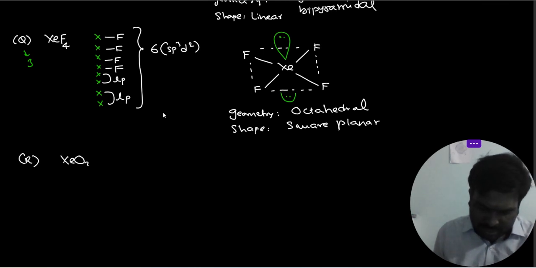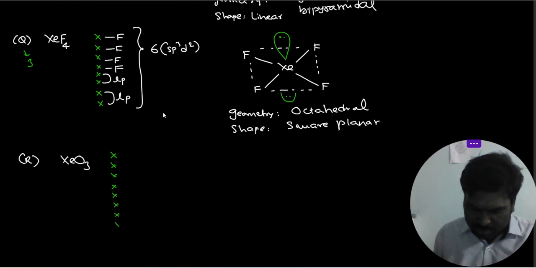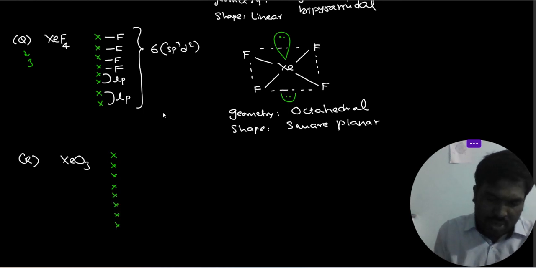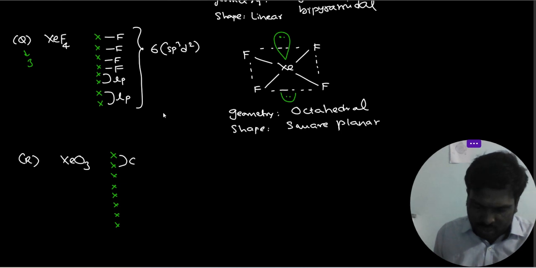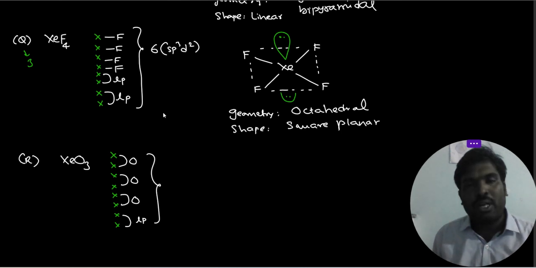Okay, XeO3. Xenon is group number 18, so 8 valence electrons. This is the best trick. Oxygen is divalent, 2 electrons required each, so 3 oxygens are used. Then the remaining 2 electrons make 1 lone pair. Total: 3 bond pairs, 1 lone pair.